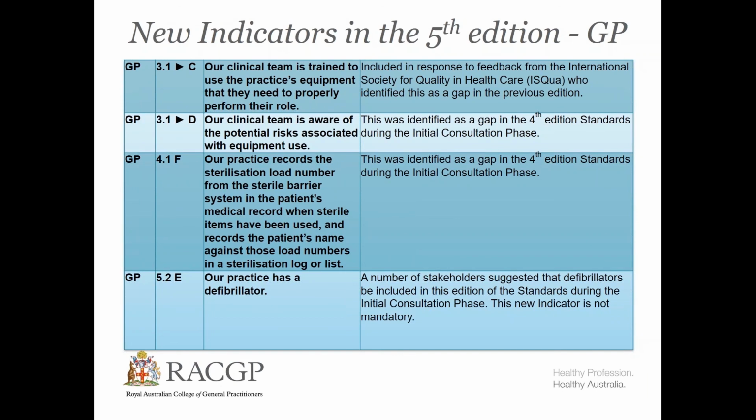GP 4.1f, our practice records the sterilisation load number from the sterile barrier system in the patient's medical record when sterile items have been used and records the patient's name against those load numbers in a sterilisation log or list. And finally, the last new indicator there is GP 5.2e, our practice has a defibrillator. So a number of stakeholders suggested that defibrillators be included in the new edition of the standards during the initial consultation phase. However, this indicator is not mandatory.